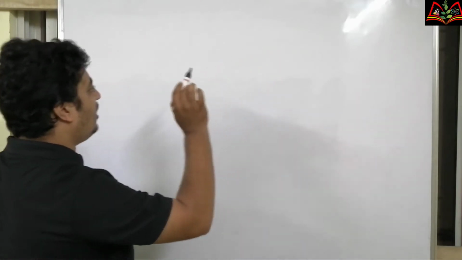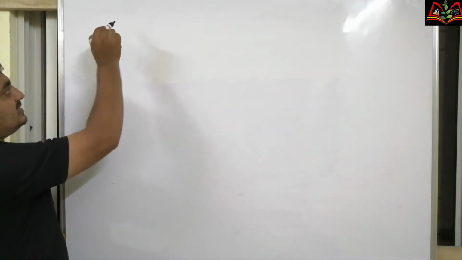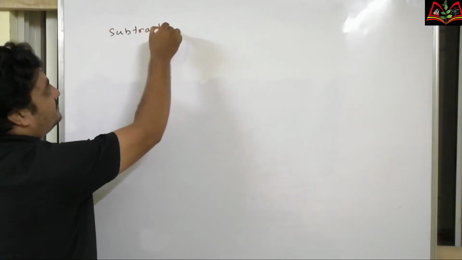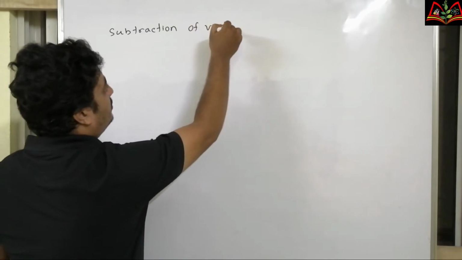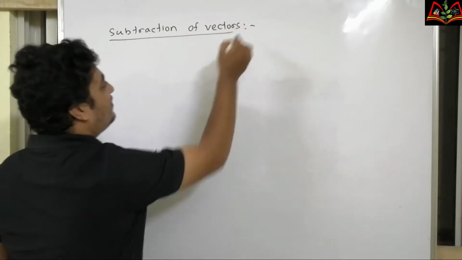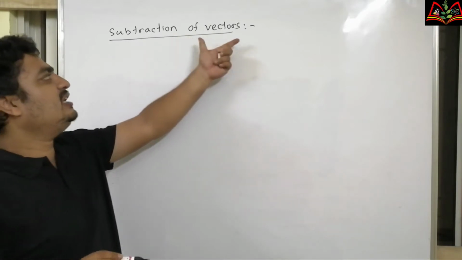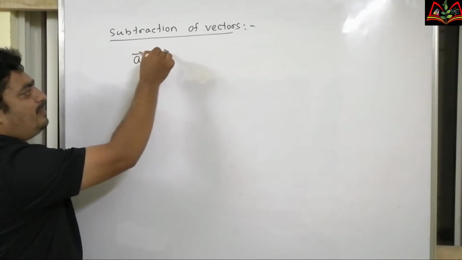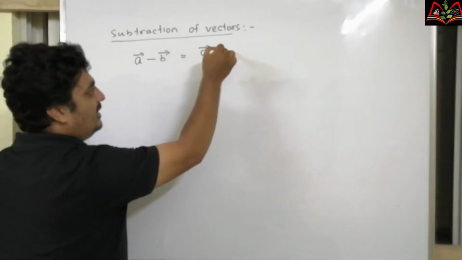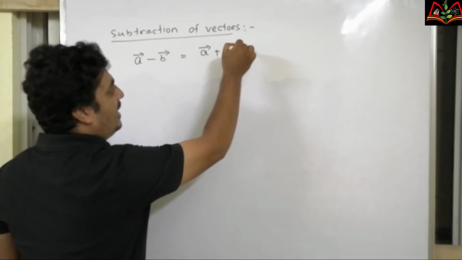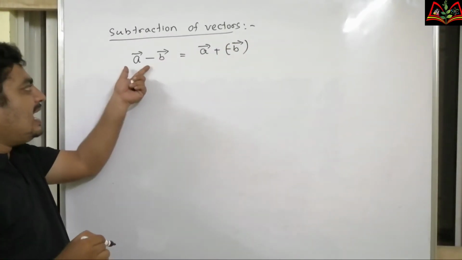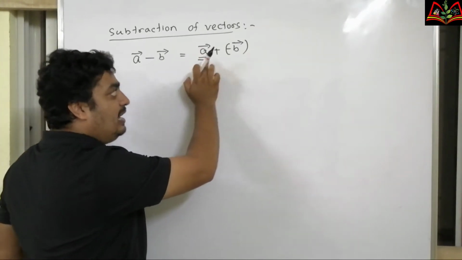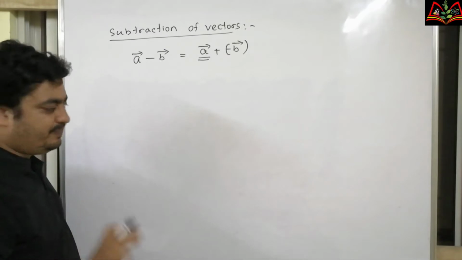Now, we'll go for some other properties. Now, we'll go for subtraction of vectors. So, there is nothing called subtraction of vectors. Subtraction is itself addition of vectors. For example, if I am writing A minus B, this is equivalent to A plus minus B. That means A minus B is the same as addition of A with the negative vector of B.